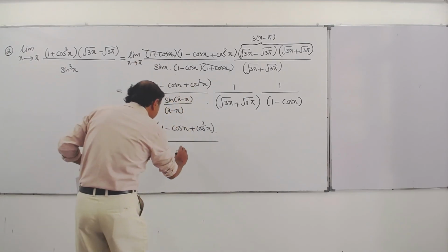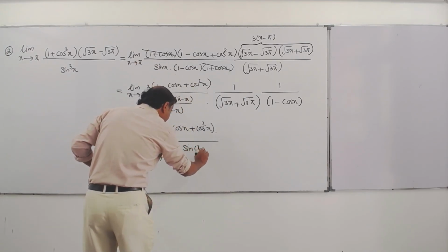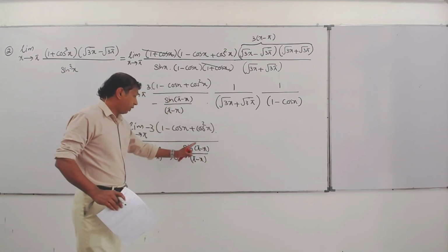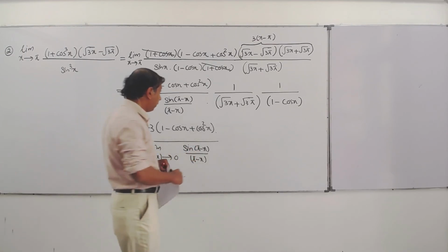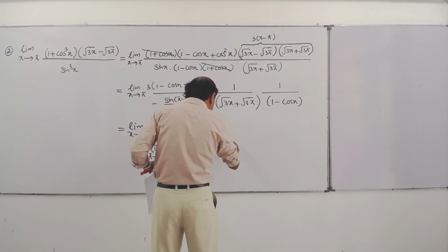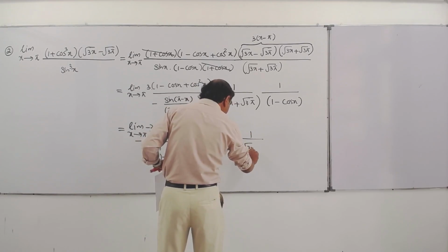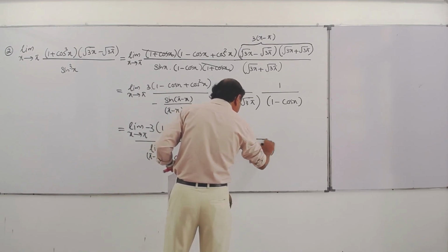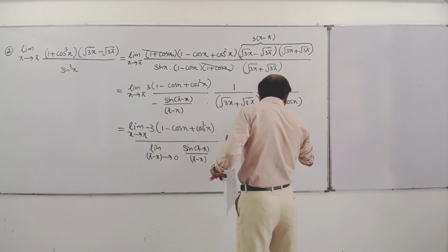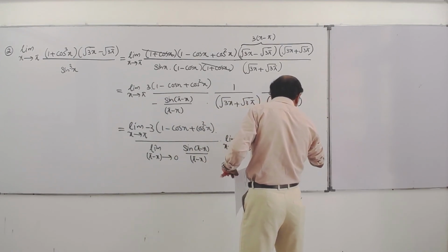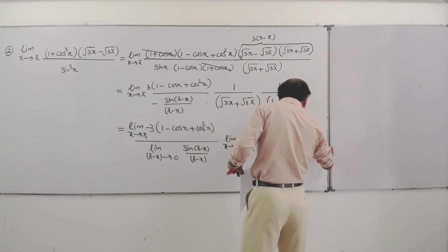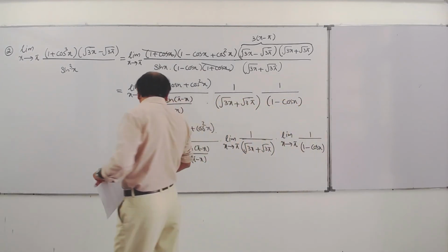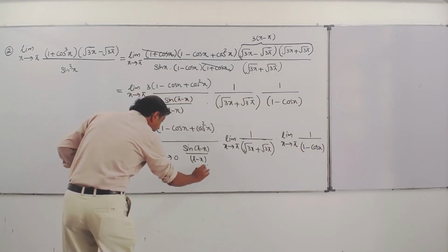So then sin of pi minus x divided by pi minus x. What do you have here? Sin theta by theta, theta going to 0. Here I put limit x going to pi of 1 over root 3x plus root 3 pi. And here limit x going to pi of 1 over 1 minus cos x. Now we can put here. This is really 1.